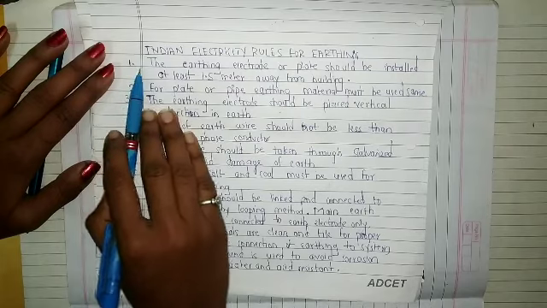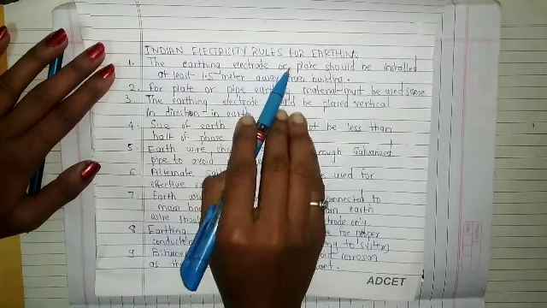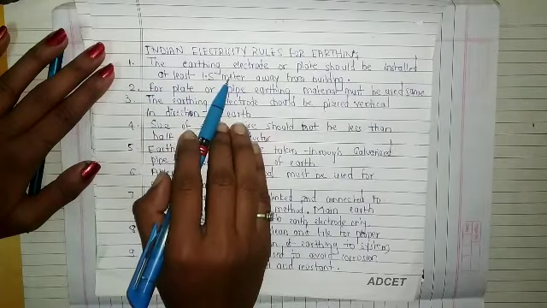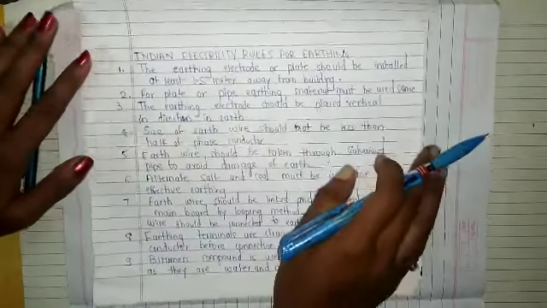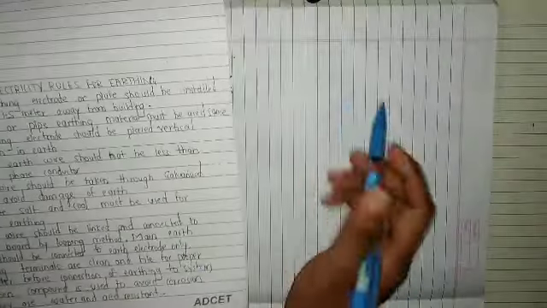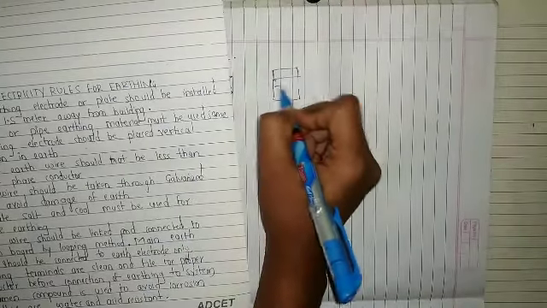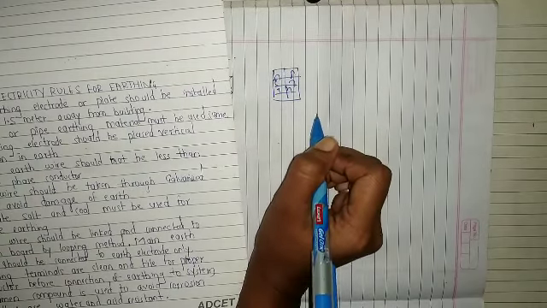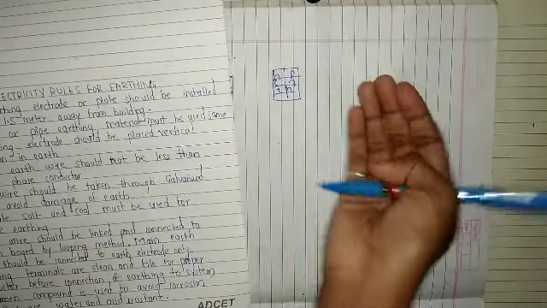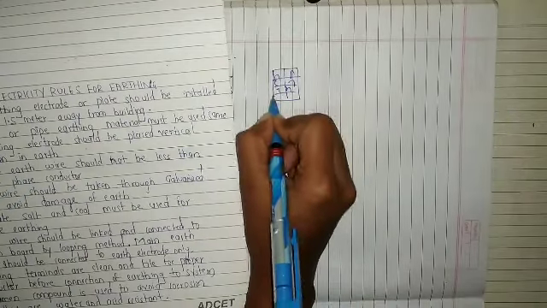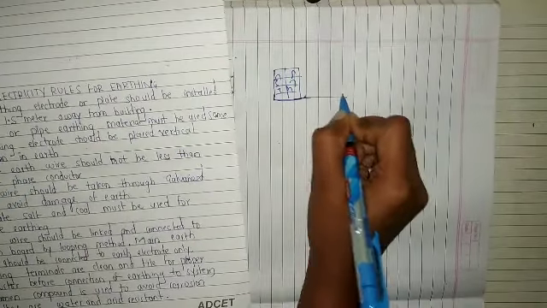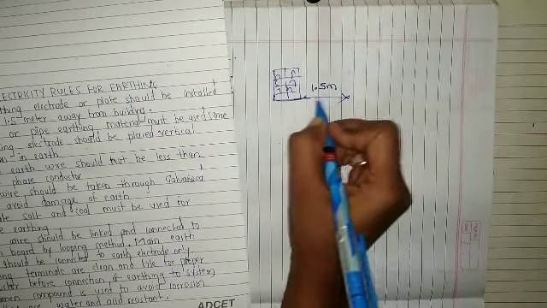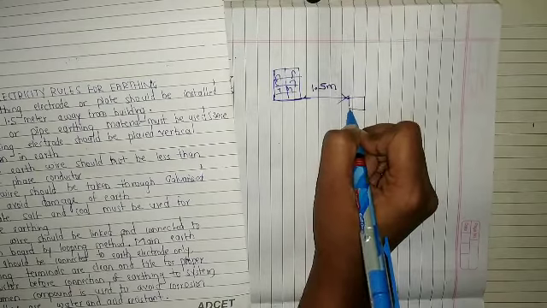The first rule says earthing electrodes or plate should be installed at least 1.5 meters away from the building, right? So now consider this is our building. Now there must be earthing provided. Earthing is provided underneath the ground. So this distance must be 1.5 meters away from the building. So we have to do earthing here.